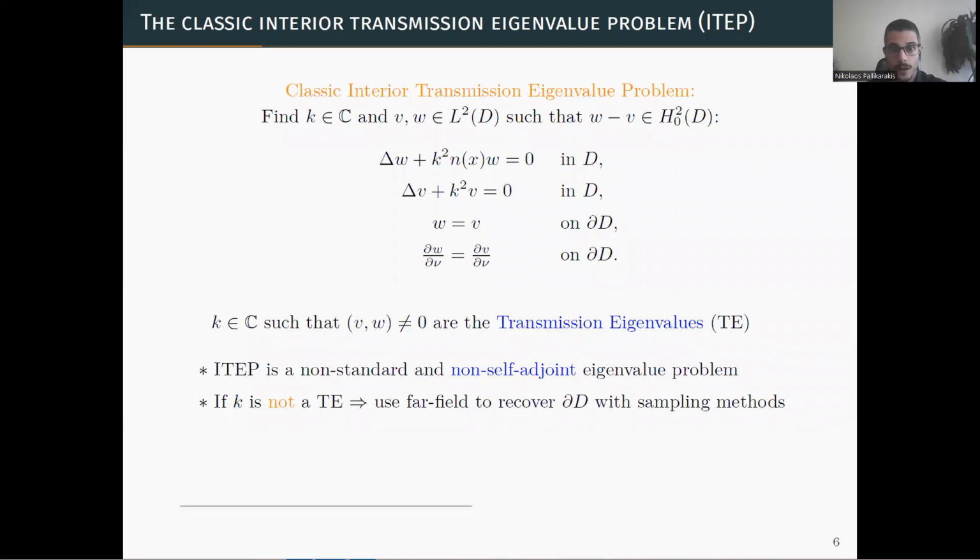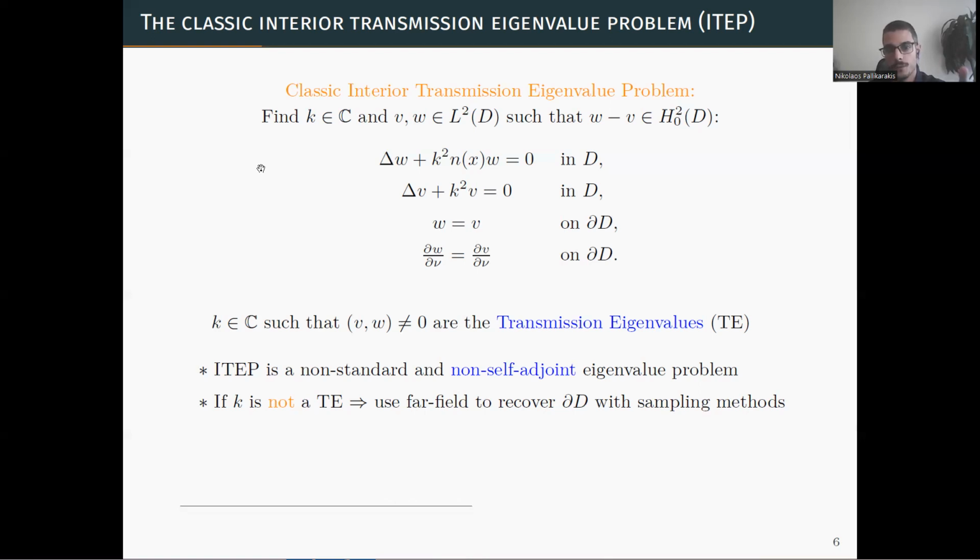So this problem is a non-standard, non-self-adjoint eigenvalue problem because it can be written as an equivalent fourth order eigenvalue problem for a compact but not self-adjoint operator. So even in abstract spaces and general domains with smooth boundary, and this also holds for the spherically symmetric cases, it's a non-self-adjoint eigenvalue problem. And as I said before, when K is not a transmission eigenvalue, the far field operator is injective and invertible, and thus it can be used to recover the boundary with sampling methods.